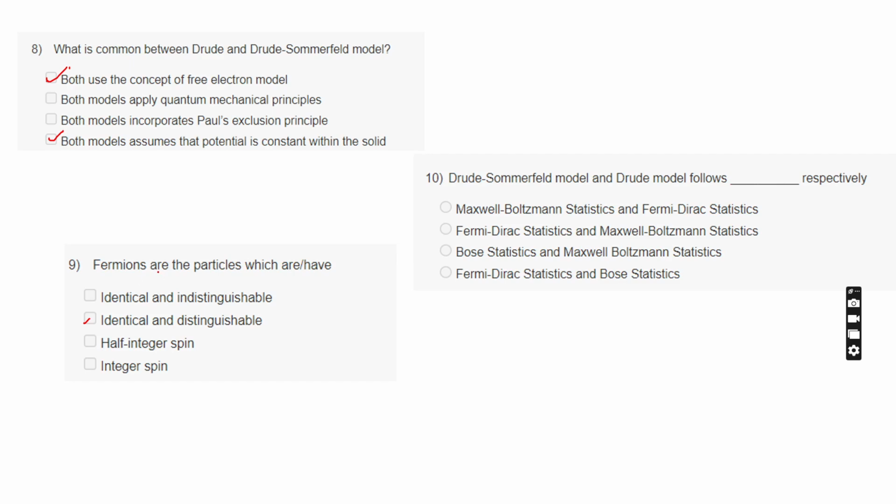What about the fermions are the particles which are identical and indistinguishable and have half integer spin. Yes.